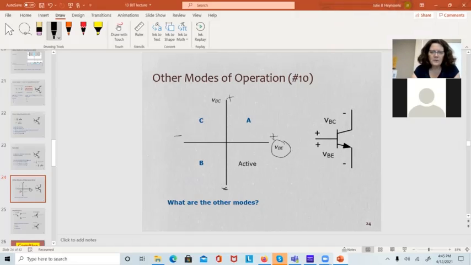Now, the other mode I'll talk about first is I could forward bias the base collector and reverse bias the base emitter. It should work just the same, right? Except that we built this non-symmetrically. So reverse active does work like an amplifier, but it works like a bad amplifier. This is analog.